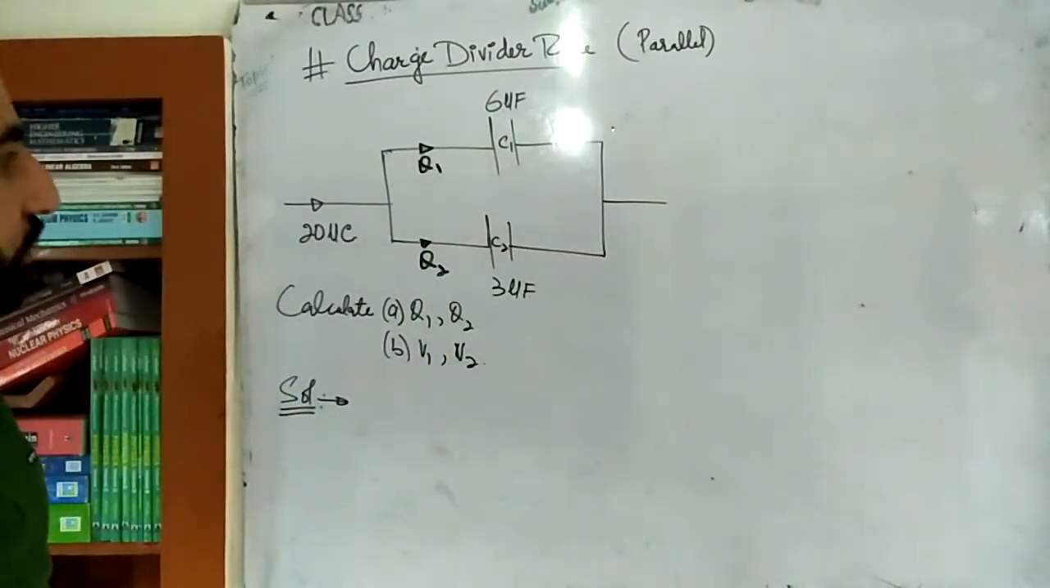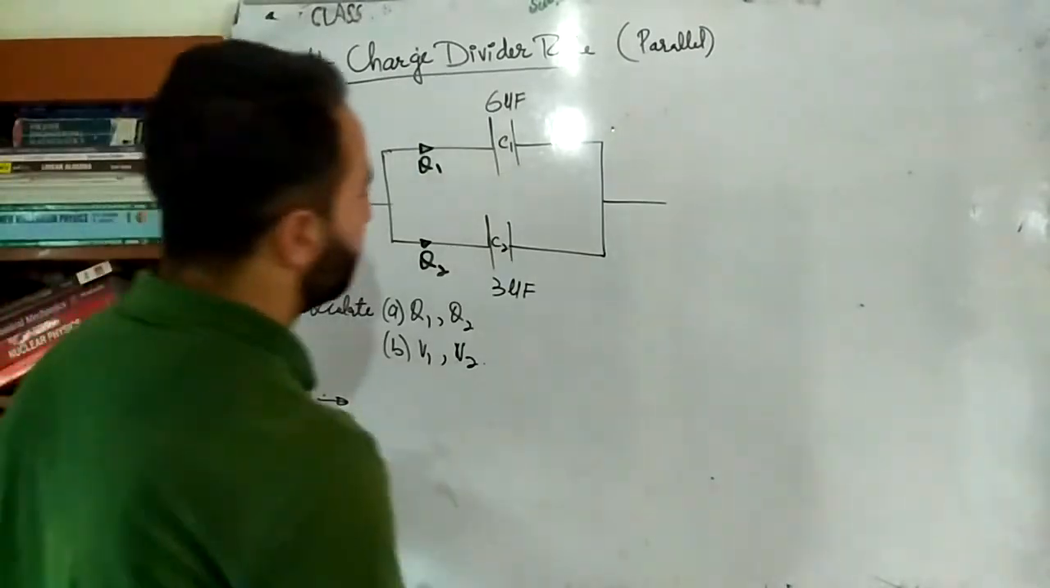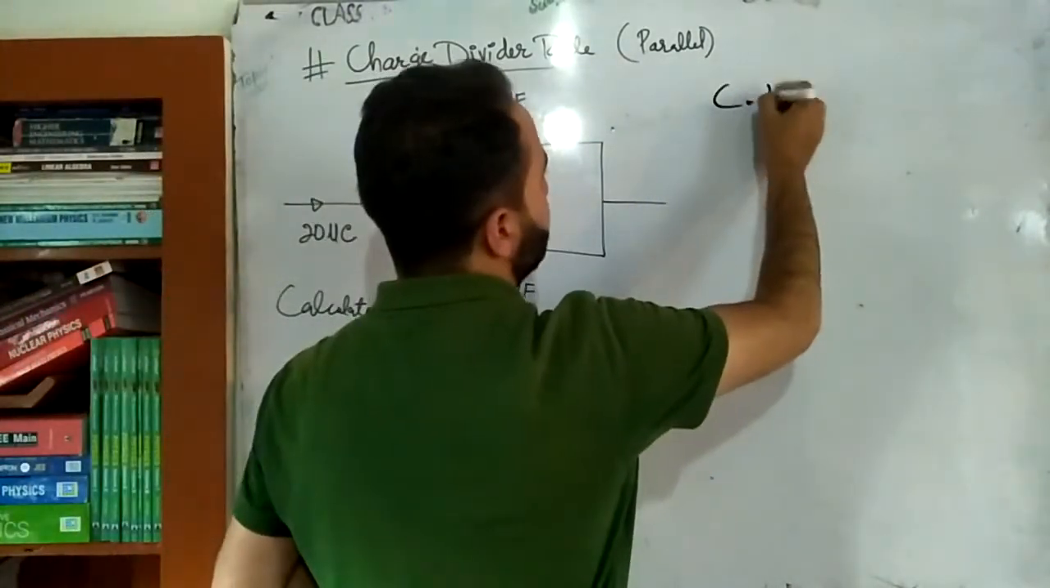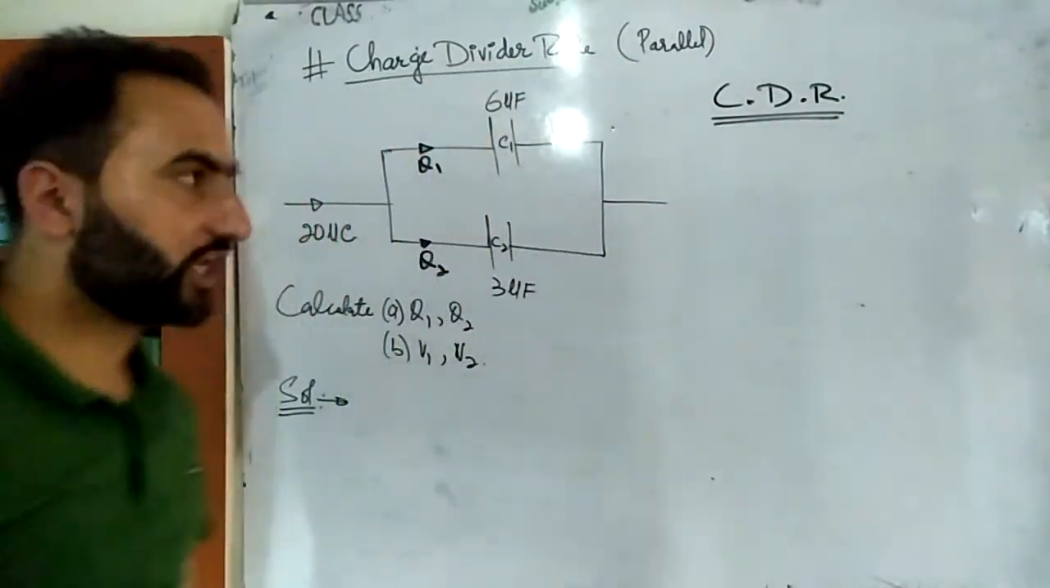So you have to calculate Q1, Q2. Once you are done with Q1, Q2, then you can calculate V. V will be simply equal to Q divided by C. Okay, so you can calculate that. First of all, we'll calculate Q1 and Q2. ध्यान रखो बेटा. So here I will explain what we call CDR. CDR बोले तो charge divider rule. ठीक है ना बेटा? Charge divider rule.